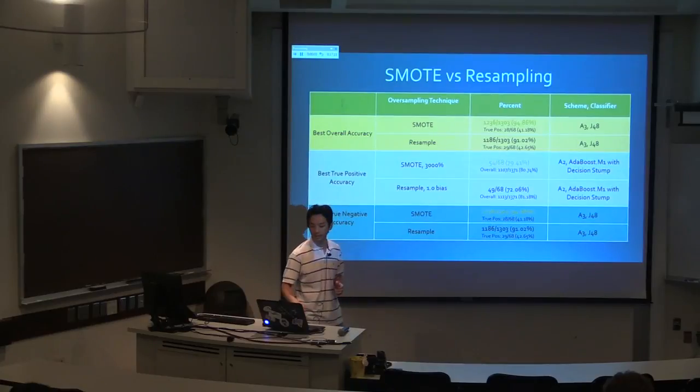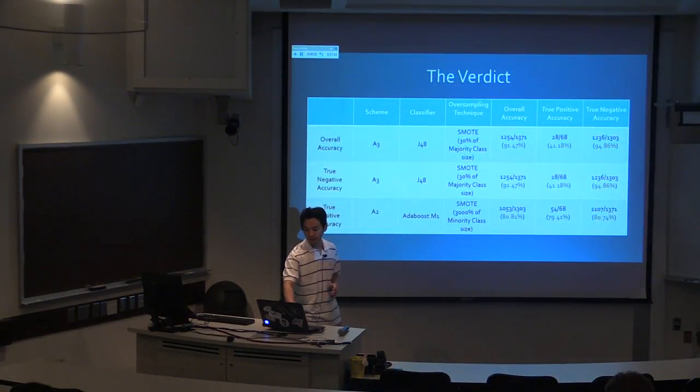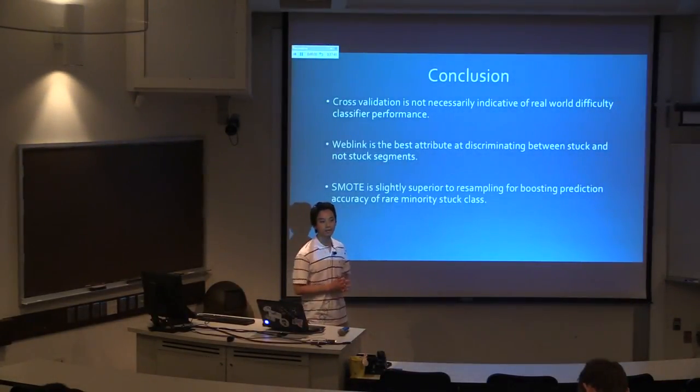So we compare SMOTE to resampling afterwards. SMOTE wins in all the categories: best overall accuracy, best true negative, and best true positive. So the verdict is, if you want overall accuracy, get the A3 scheme with J48 and SMOTE to 30% of the majority class size, which will give you the best overall accuracy and the best true negative accuracy. But for true positive, you want scheme A2 with AWS and SMOTE to 3,000% of minority class size.